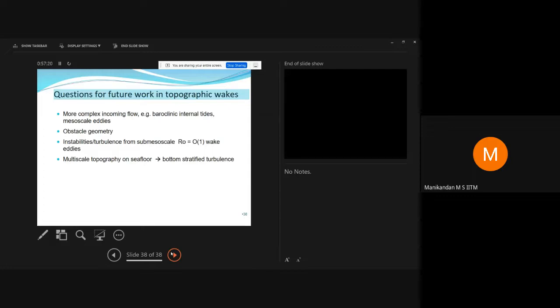And so we've been looking at that particular problem and looking at how the body shape changes things, how stratification profiles change the wake dynamics and so on. And with that, also.